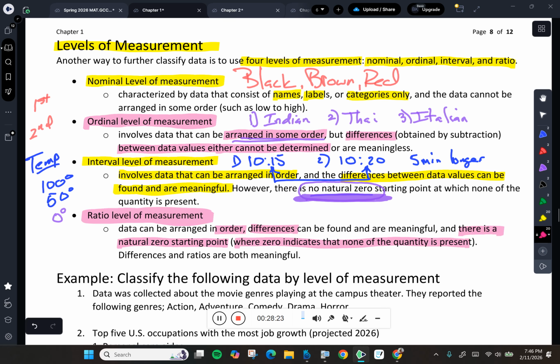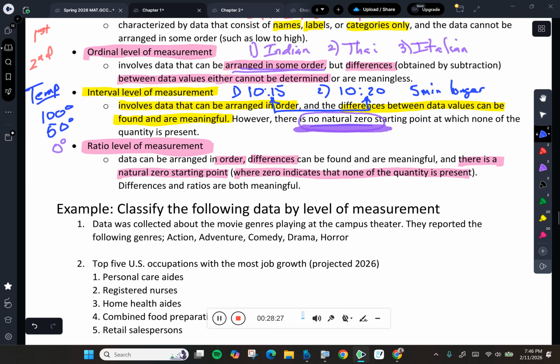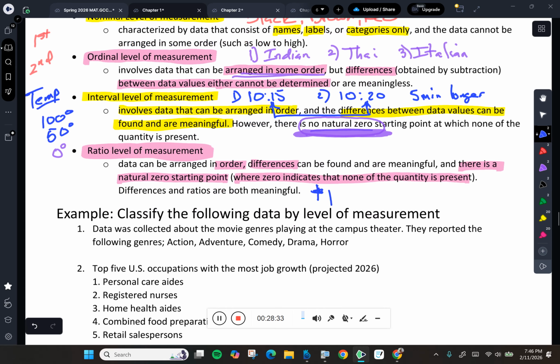So if I asked you, and I collected data on this, how much money was in your pocket right now in cash, right? And someone told me that they had $14, and someone else told me that they had $28.